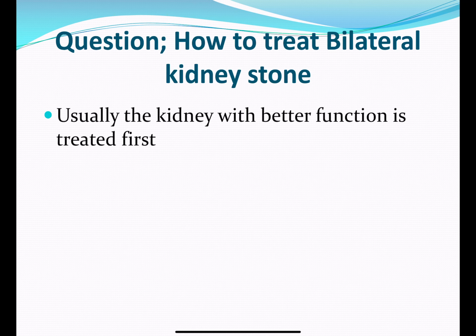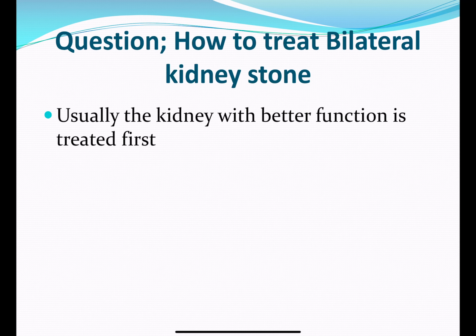And the question may arise, if both kidneys have a similar function, then what to do? Then the answer is the obstructed kidney should be operated first. Whenever the stone is obstructing the flow, remove that obstruction. You may say, okay, there is no obstruction, both kidneys are functioning similarly, and we have stones in both kidneys. What to do? The symptomatic kidney's stones should be removed first.